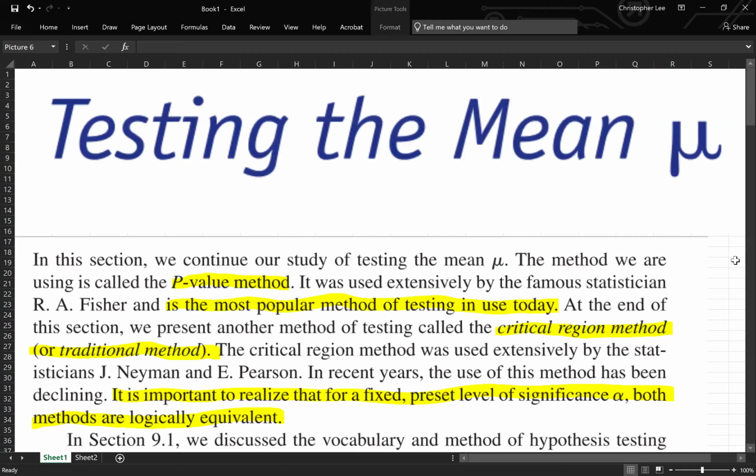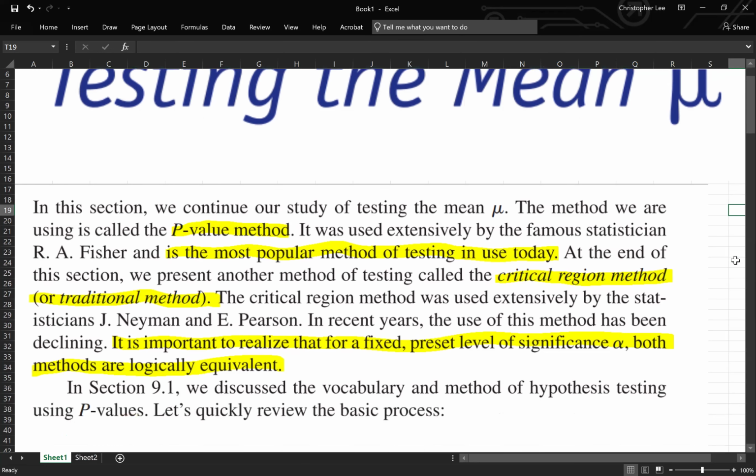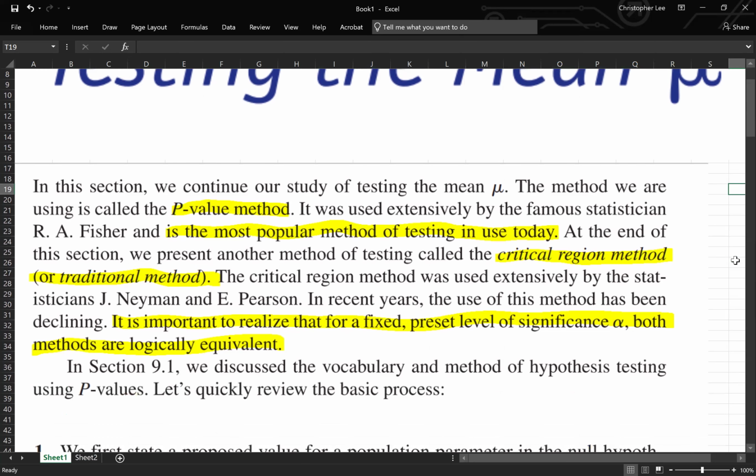So our lesson today is testing the mean mu. In this section, we continue our study of testing the mean mu. The method we're using is called the p-value method. It was used extensively by famous statistician R.A. Fisher.